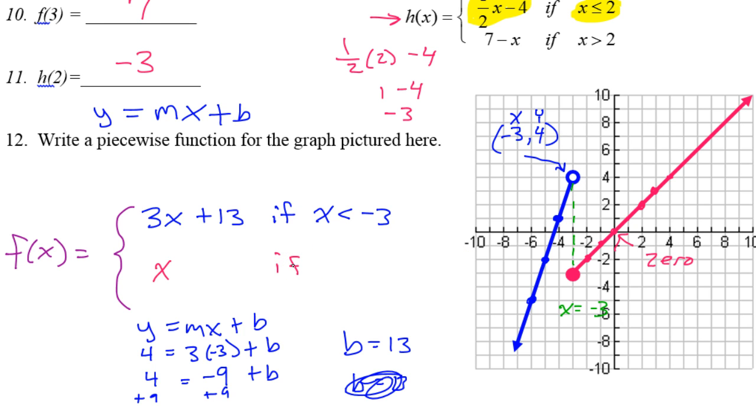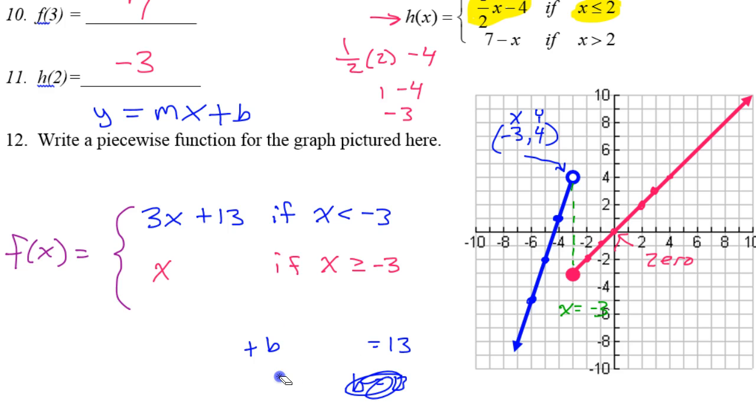We already spoke about this: x values are greater than or equal to negative 3, because these x values are going to the right. And that's it. That's what this piecewise function should look like.